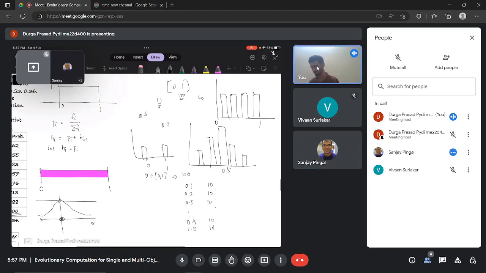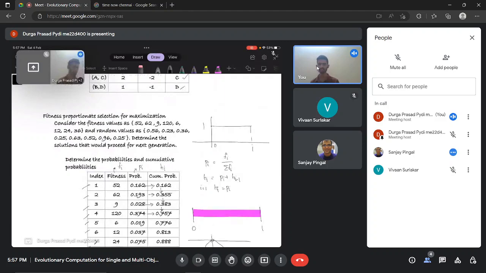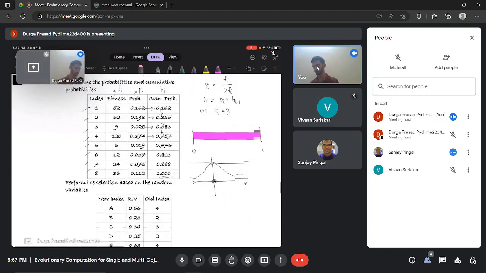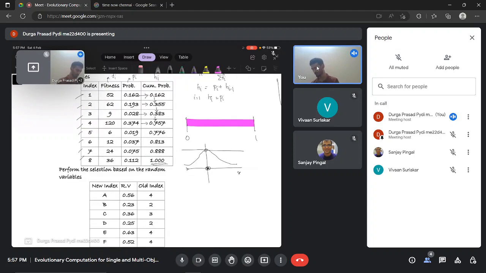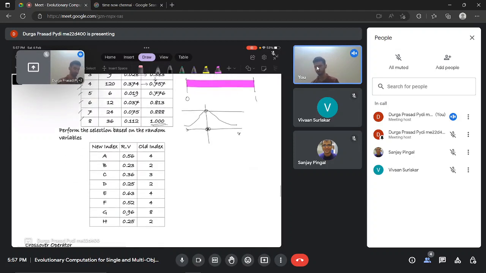So here, what we do in this fitness proportionate selection is first we generate these uniform random variables. These will be ranging between 0 to 1. The number of random variables should be equal to the size of your population, which we call the sample size. So if we have 8, we generate 8 random variables. Let's start with this particular one. These are the 8 random variables I have generated. The first number is 0.56.